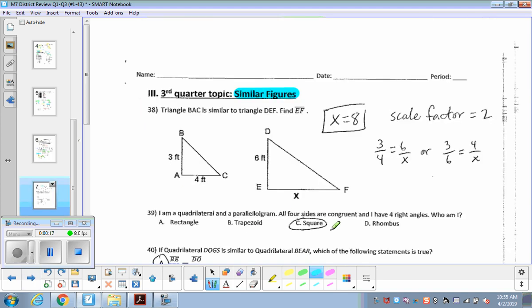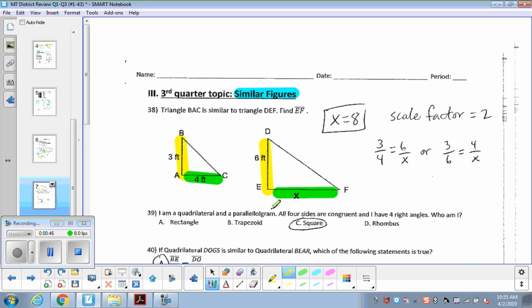So starting here, we have that triangle BAC is similar to triangle DEF, and our goal is to find side EF right here. Now I'm going to color code this side with this side green, and this side with this side, or sorry, yellow, and then this side and this side are both going to be green. Now immediately, a lot of you see that from 3 to 6 we're doubling, so immediately you can use the scale factor of 2 to do 4 times 2 would be 8.